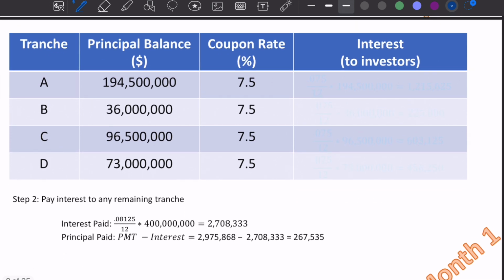For determining what the interest paid is going to be, first let's think about the rate homeowners are paying. This numerator here is my weighted average coupon. I'm making it monthly, and I'm multiplying it by that beginning balance. So the total amount of interest homeowners are paying would be $2,708,333. Let me label that one, total interest homeowners are paying.